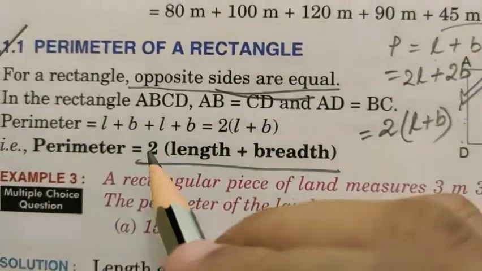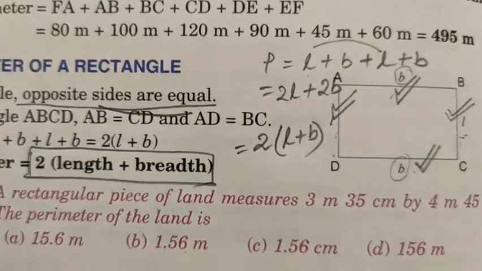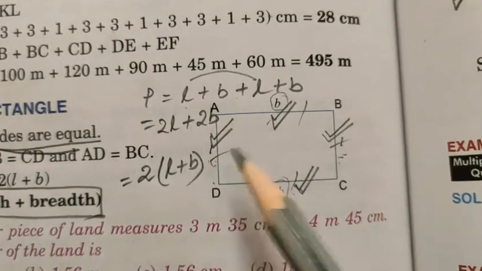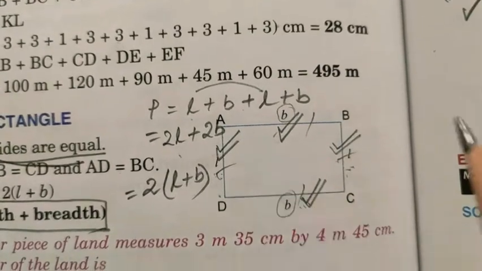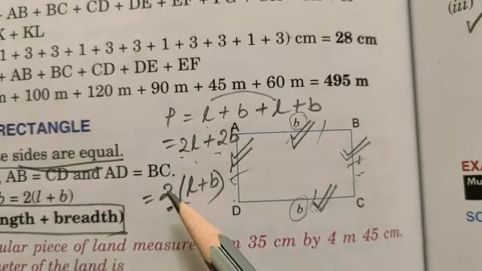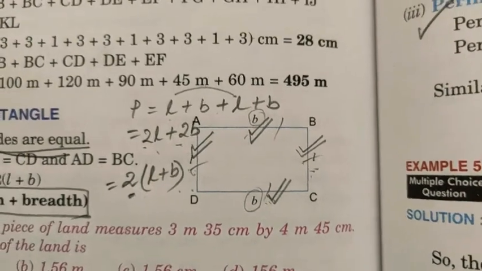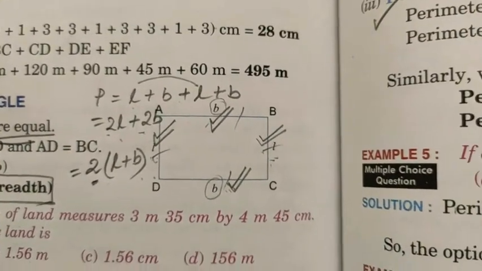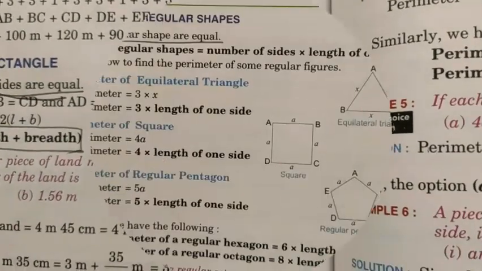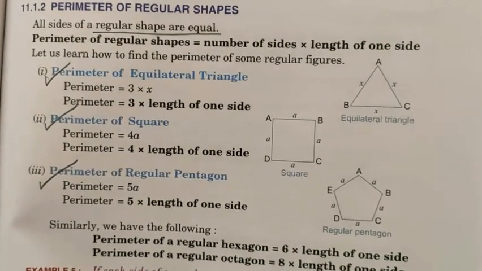So ফর্মুলাটা কি দাঁড়াচ্ছে? 2 into length plus breadth, 2 into L plus B. যেহেতু these two sides are equal and these two sides are equal, so L plus L, 2L, B plus B, 2B, and we are taking 2 as common factor. So 2 into L plus B. Length আর breadth কে add করলে সেটাকে 2 দিয়ে multiply করলে যেটা হচ্ছে সেটাই হচ্ছে আমাদের rectangle-এর perimeter. Right? Next we will learn how to find the perimeter of some regular shapes.